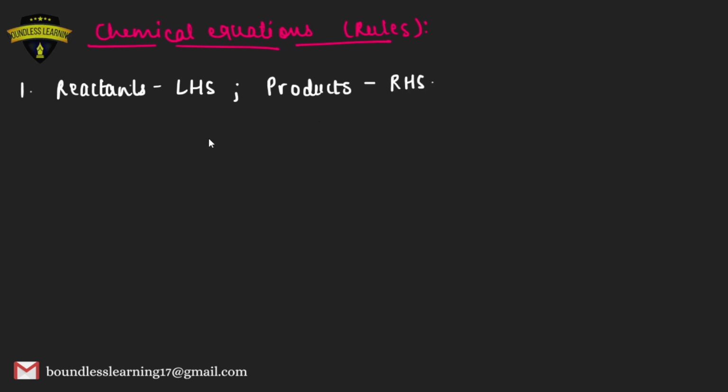For example, let's say reactant 1 and reactant 2 are involved in a chemical equation and they form a product, which is product 1. So these reactants would always be written on the left hand side, whereas the product would always be written on the right hand side, and the arrow always points in the direction of the product. It's directed from the reactant side to the product side. Okay, this was the first rule.